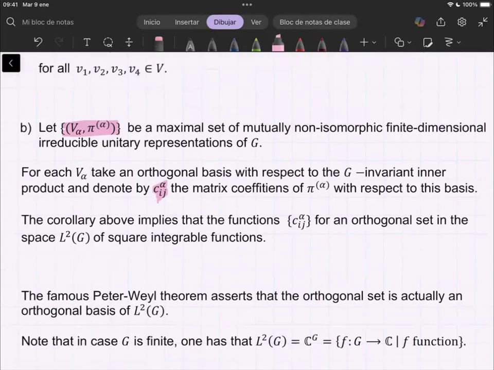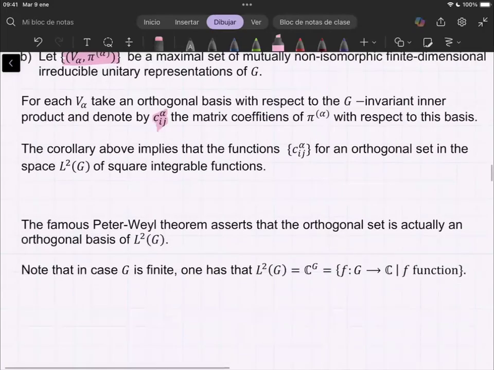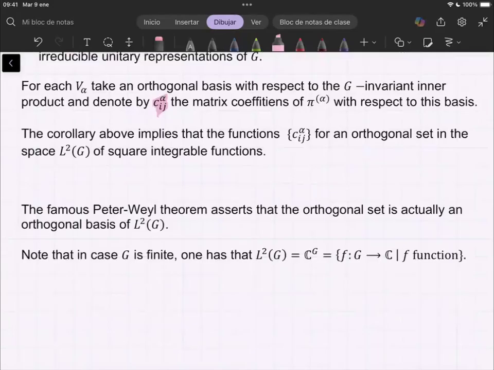The Peter-Weyl theorem, this is the most important theorem in this area: these matrix coefficients are actually an orthogonal basis of L2(G). Because of lack of time, I cannot prove the Peter-Weyl theorem because it would take us too long. But I will tell you just the statement and some way to try to understand what is going on.